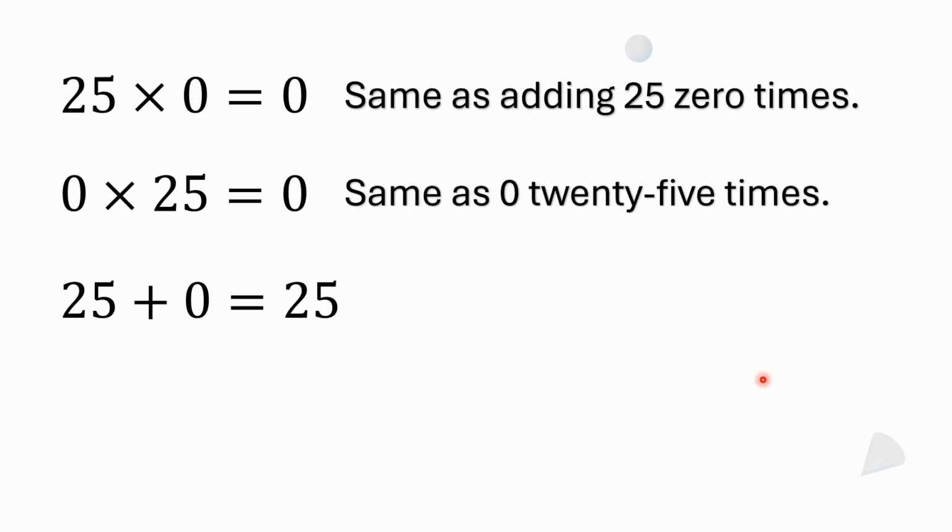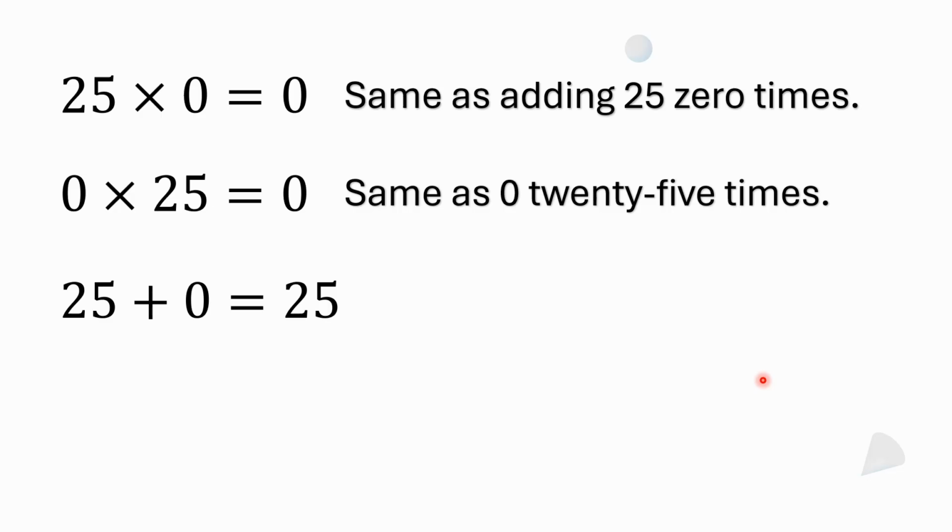But I've seen that answer from people, and I think people are forgetting what multiplication even means. 25 times 0 is the same thing as adding 25 0 times. Well, if I add it 0 times, I've added 0, right? If I added 25 one time, I would have 25. Why is that? Adding 25 one time is the same as 25 times 1.